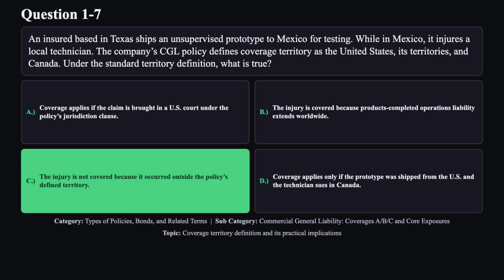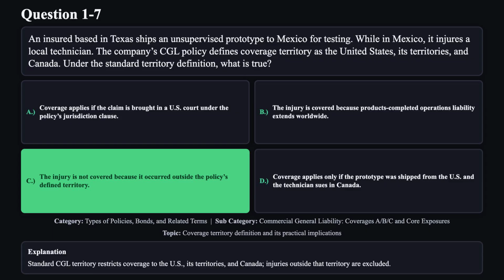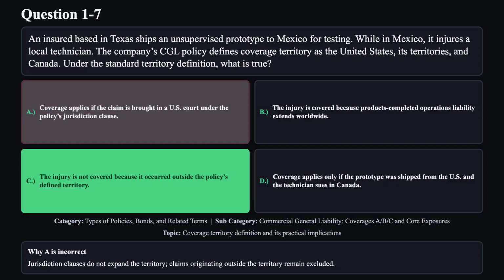The correct answer is C. Standard CGL territory restricts coverage to the U.S., its territories, and Canada. Injuries outside that territory are excluded. Reason A is not correct. Jurisdiction clauses do not expand the territory. Claims originating outside the territory remain excluded.